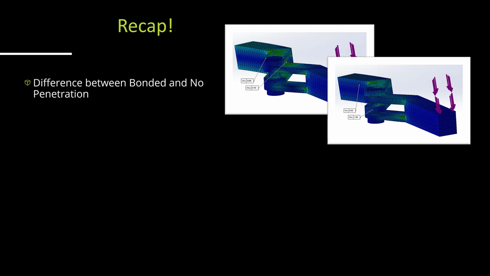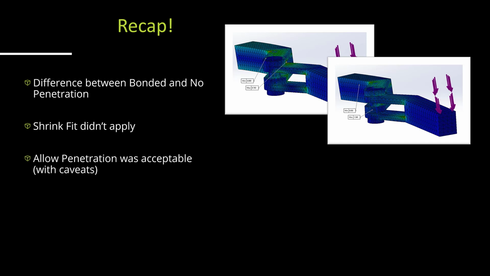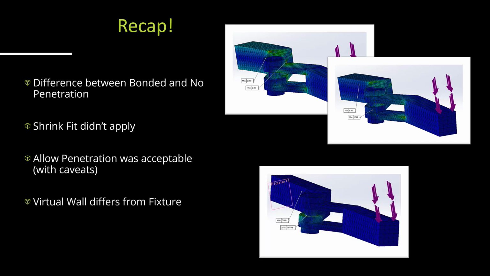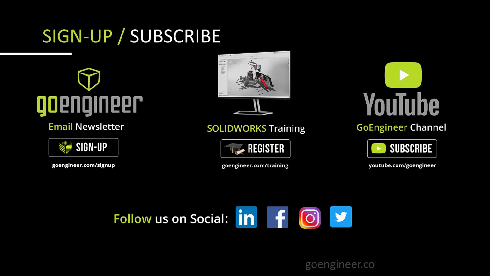So we showed that there's a difference between bonded and no penetration contacts, and we didn't have to apply our shrink fit fixtures here because there's no overlapping parts. And allow penetration, I can show that really quickly, but since we're not working with absurdly high von Mises stresses of 1,000 megapascals, we didn't have to worry about allow penetration. And if we turned on virtual walls from the fixture, it does differ.